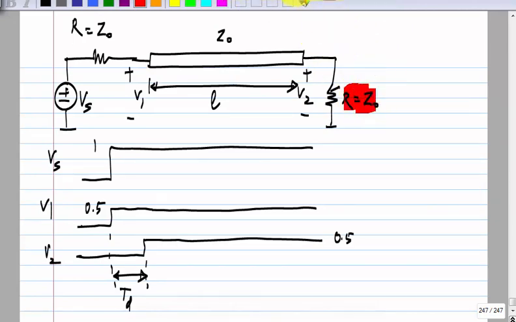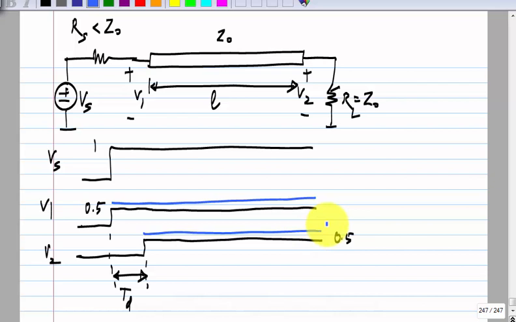Now, what happens if on the far side we have proper termination, but on the near side we don't? RS is not equal to Z0. So let's say RS is less than Z0. If RS is less than Z0, again the steady state value will be more than half, right? That's the steady state value. So what's going to happen?